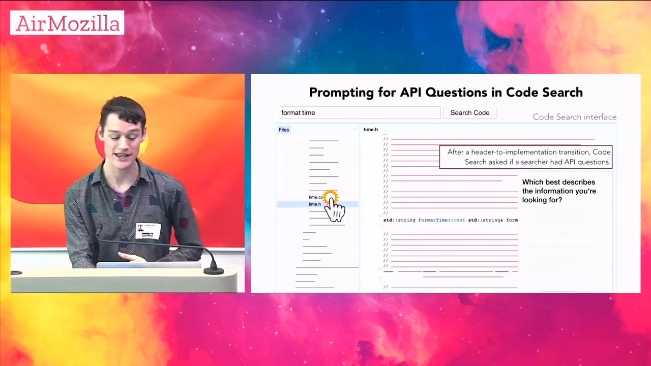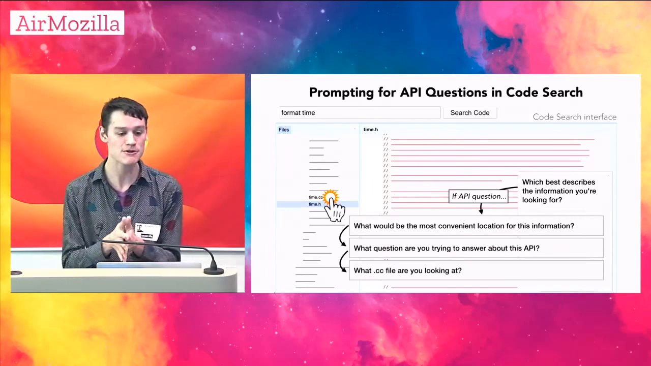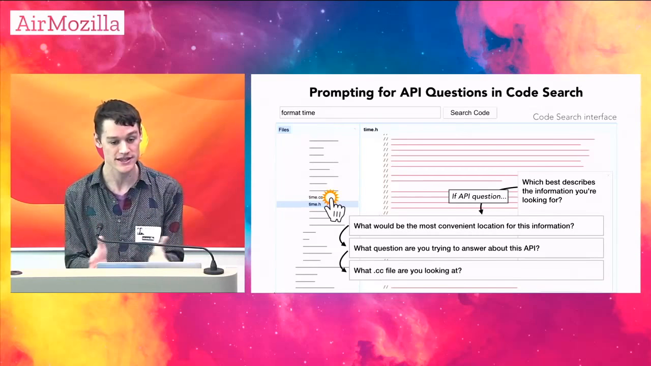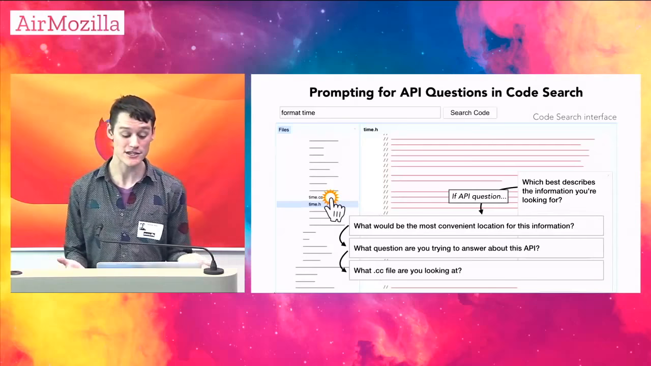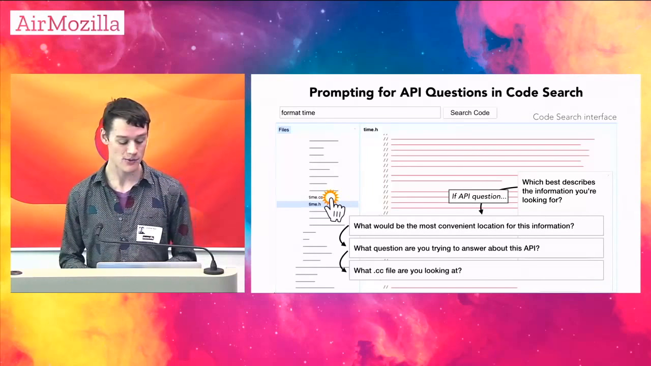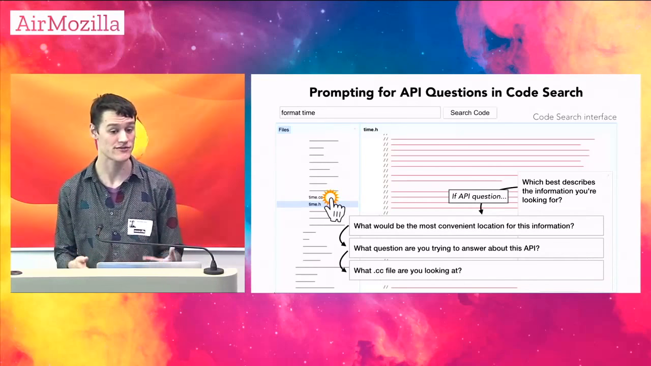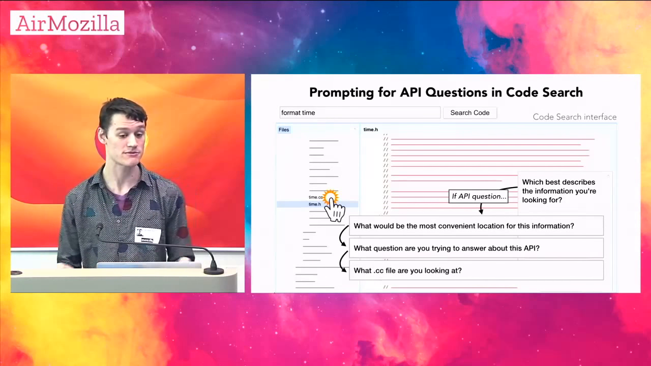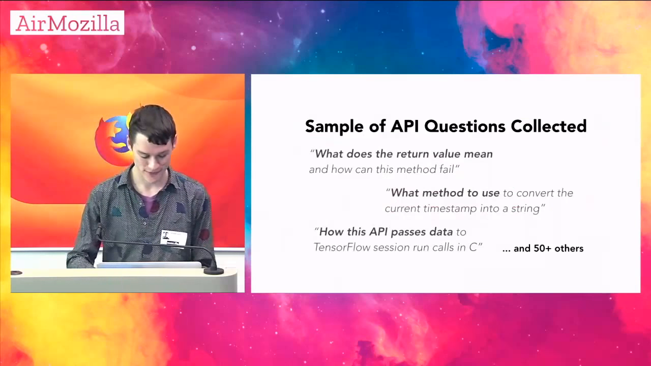So we asked these questions like, which best describes the information you're looking for, and also to do a deeper drill down into the implications of this and the types of questions they were asking. What would be the most convenient location for you to find this information? And what question are you trying to answer about the API? We deployed this over the course of a couple of days across all of the C++ API code, and it allowed us to do some cool things.